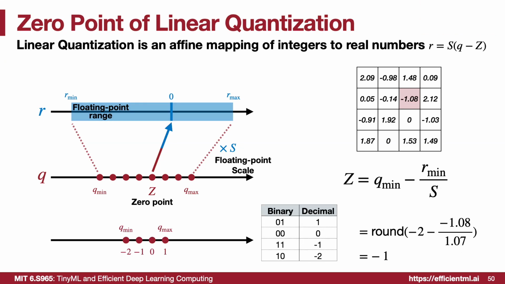All right, so let's see in this example how we calculate Z, which equals Q-min minus R-min divided by S. R-min is basically the smallest value in this weight matrix, which is minus 1.08. S is what we just calculated, 1.07. And Q-min, in this lookup table, the smallest number we have in integer representation is -2. Therefore, we calculate this number and round it, and we get 1. Okay? In this case, this 1 in the integer representation will be mapped to 0 in the floating point representation.